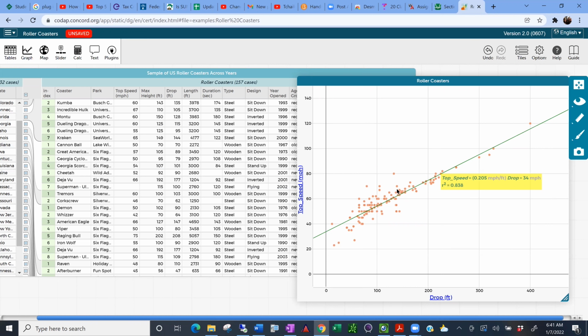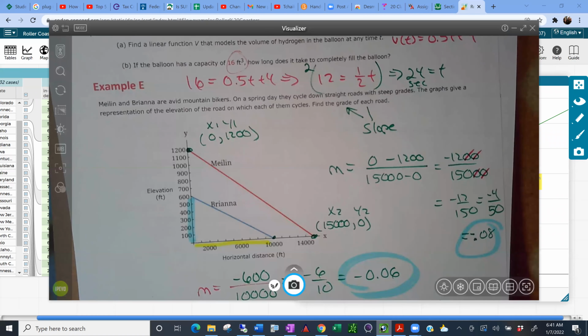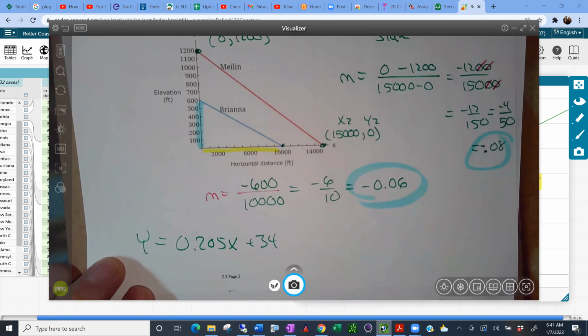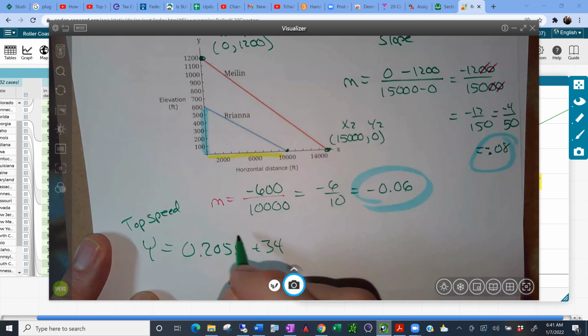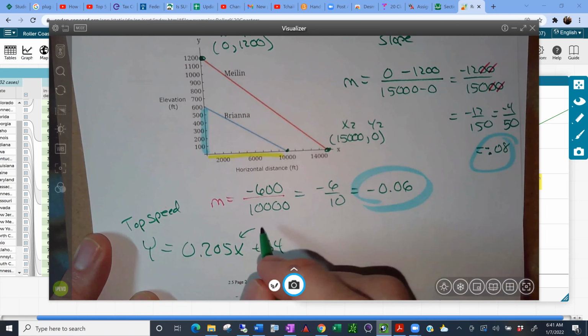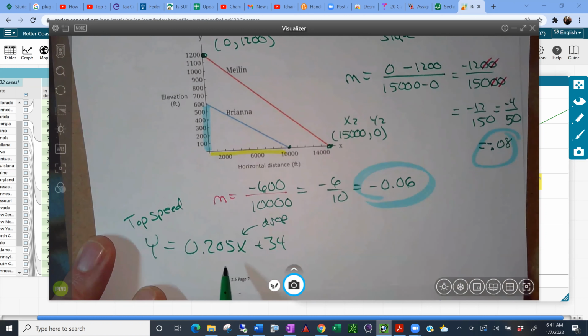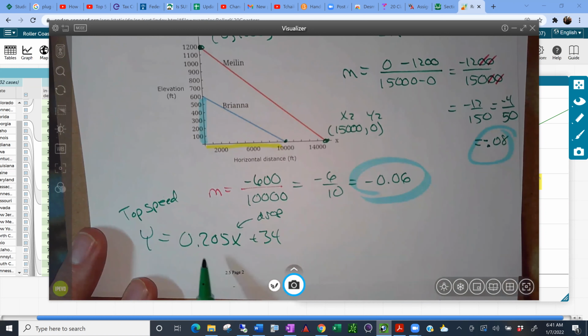So let's see if we can interpret that, at least part of it. So keep in mind that this is our top speed, and x is how far you drop. And what this is saying is that for every extra value of x, for each additional foot high that you build your roller coaster, your top speed is going to increase by this much, by 0.205 miles per hour.